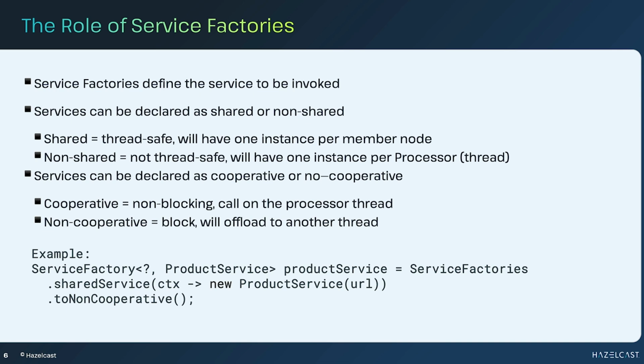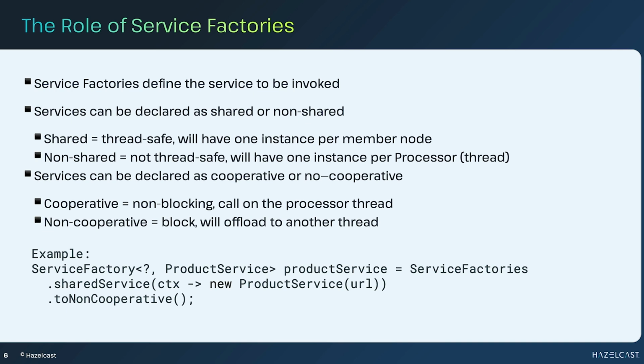If the service is non-blocking, Jet considers it cooperative and will call the service directly from the processor thread. A non-cooperative service that might block should be offloaded. We'll offload these calls to a separate thread so the main processor thread can continue processing other items.